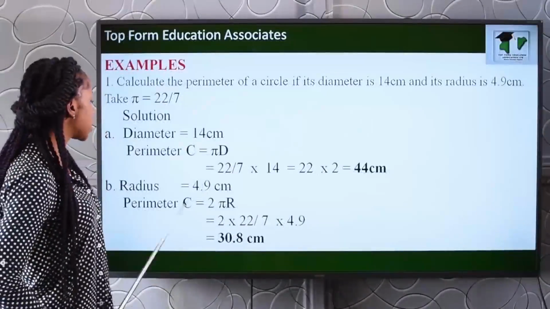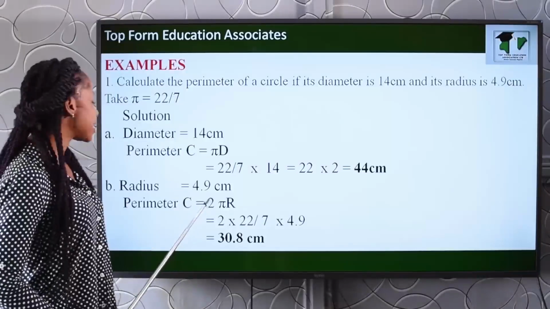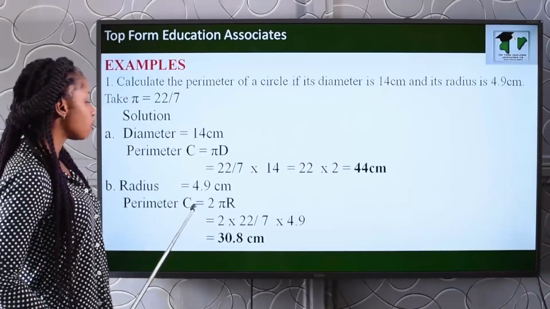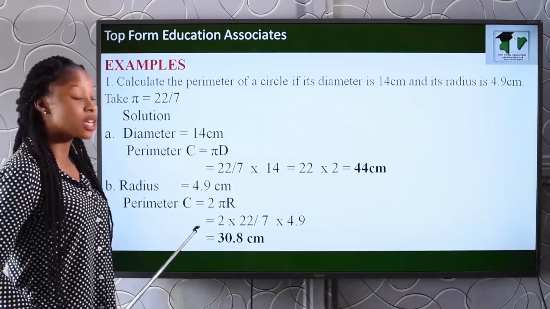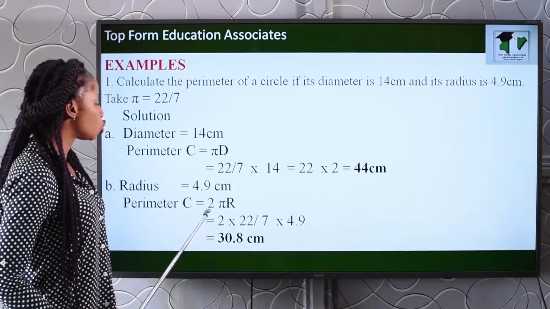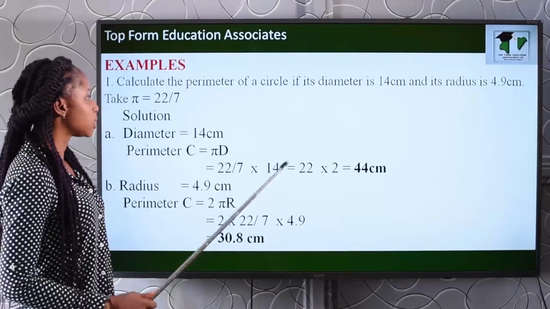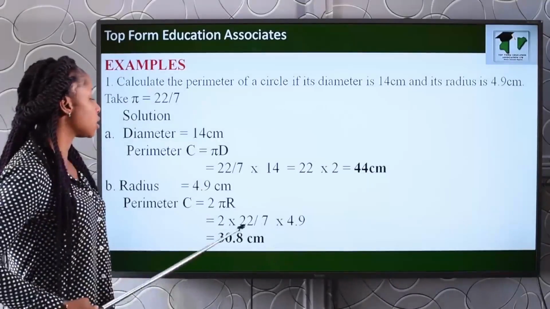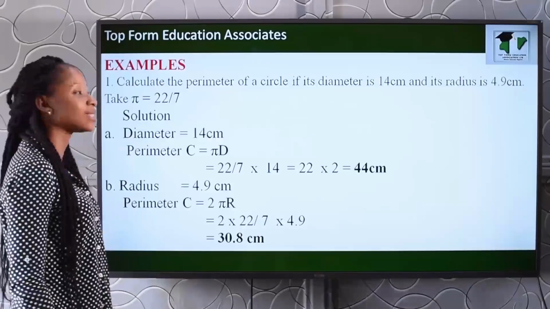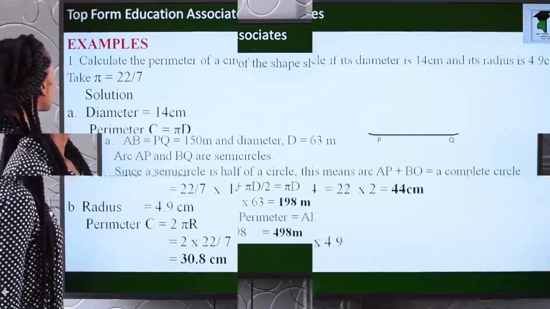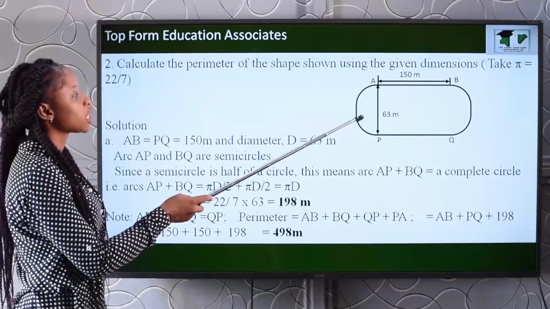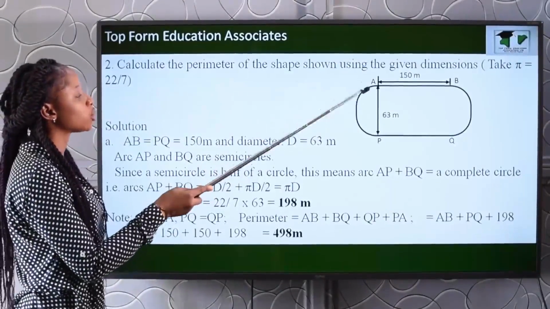For the B part, we're given the radius as 4.9 centimeters. We're asked to find the perimeter or the circumference. Remember that when the radius is given, the formula for calculating circumference or perimeter is 2 pi r. So we simply put the values in the formula, and we get our answer as 30.8 centimeters. I hope you understand. Number 2, we're asked to calculate the perimeter of this shape using the given dimensions.